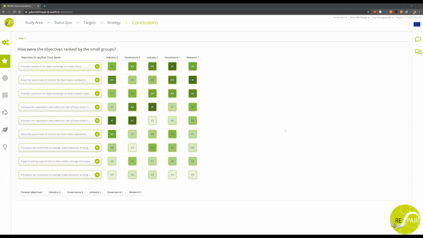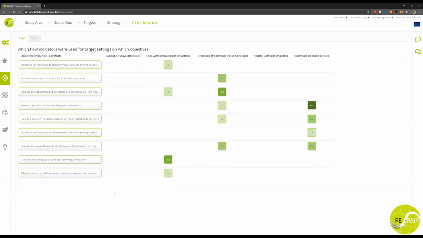Here on the screen, we can see how the GDSE presents a comparison of how the groups ranked and prioritized the circular economy objectives in the city of Amsterdam. We see here 5 small groups representing industry, governance, and research organizations that participated in a pool workshop. In this screen, we see a comparison of how the groups set their targets for circular economy goals and to what extent the goals were achieved with the strategies they developed.